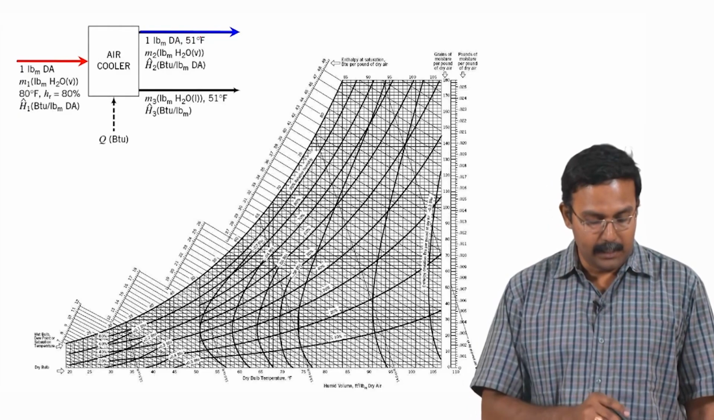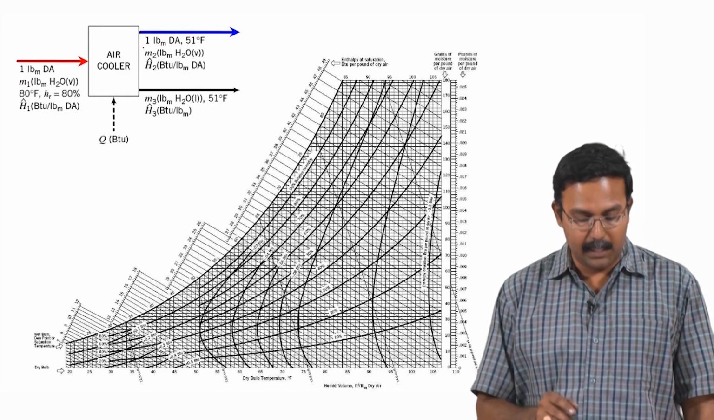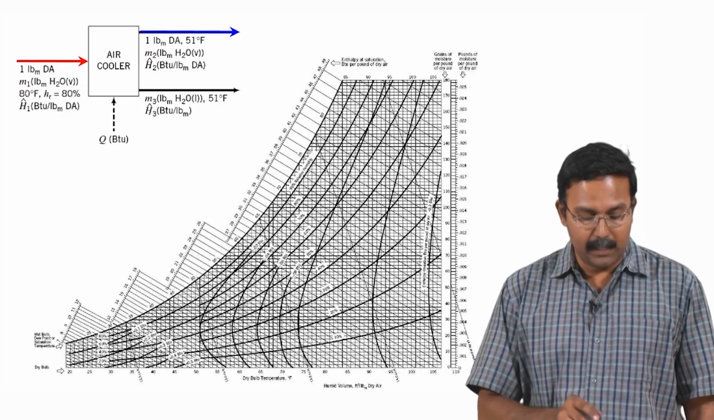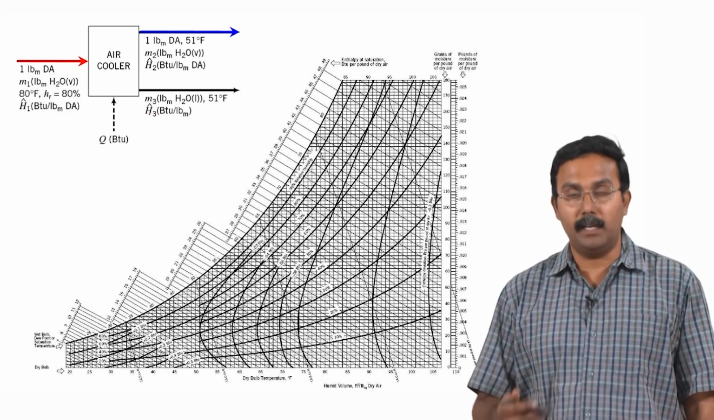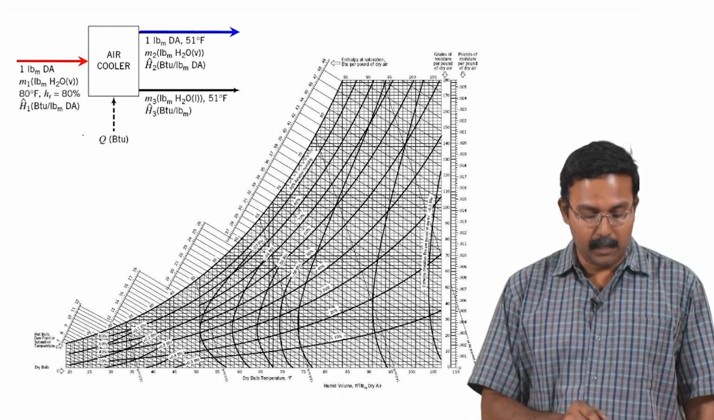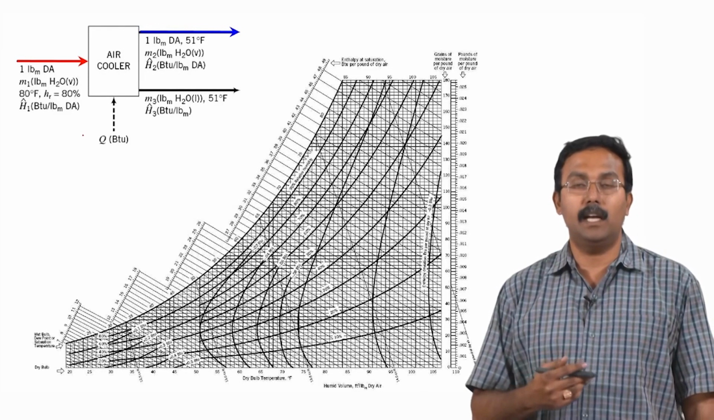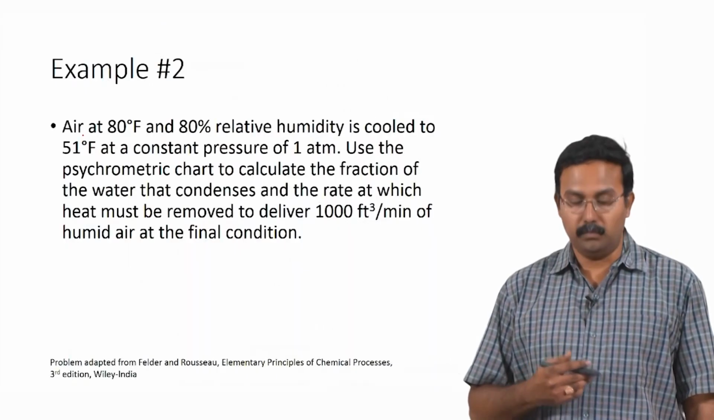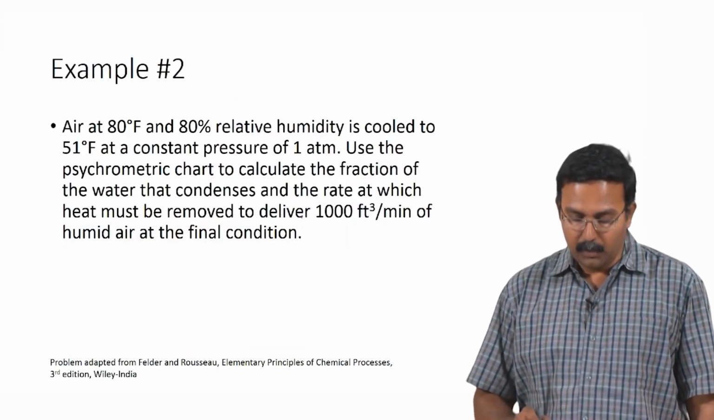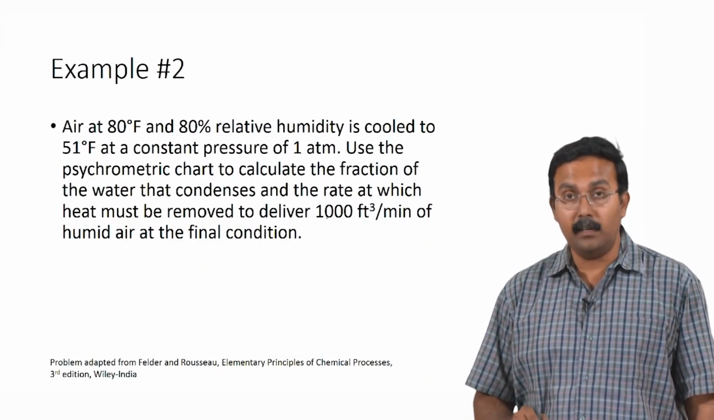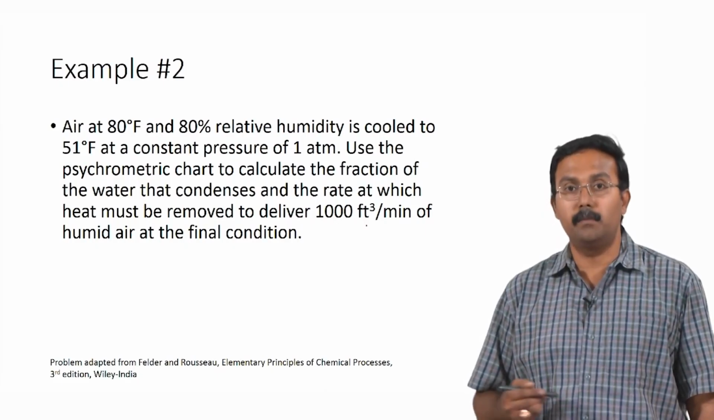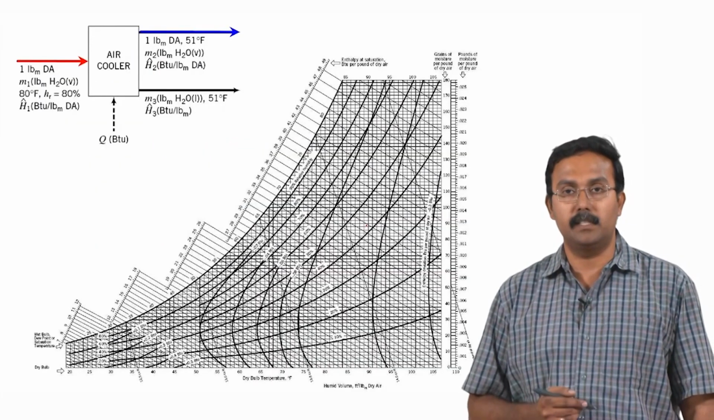We first need to identify all the masses and also identify the enthalpies so that we can perform energy balances to identify the amount of heat which needs to be removed. Once we have that, we can actually calculate what is asked for, which is the heat required to be removed for 1000 feet cube per minute of humid air in the final condition.